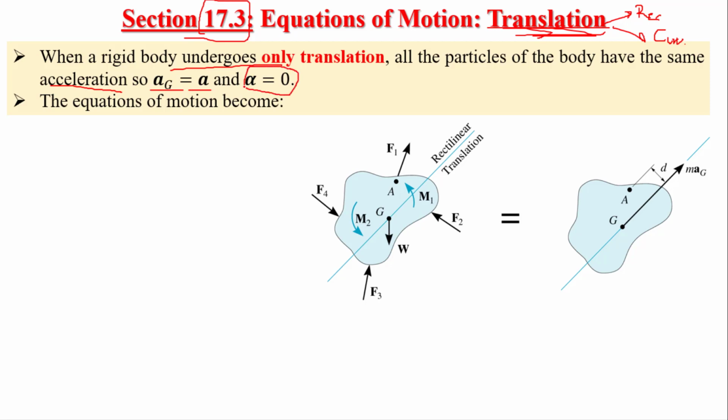Why alpha equal to 0? Because there is no rotation. Okay, and we proved this concept before. Remember? Can you remember where we introduced it before?